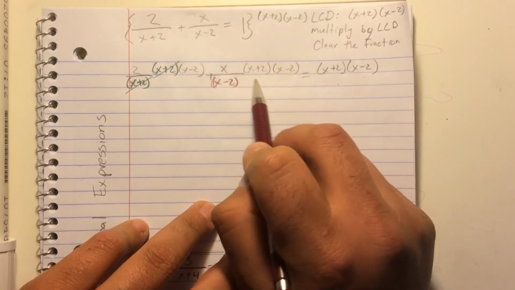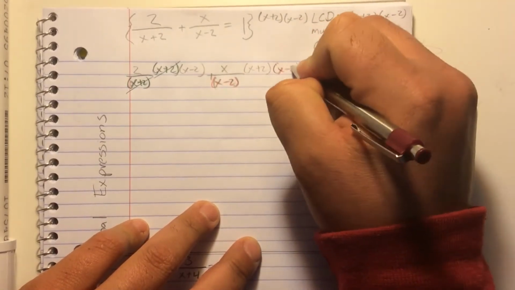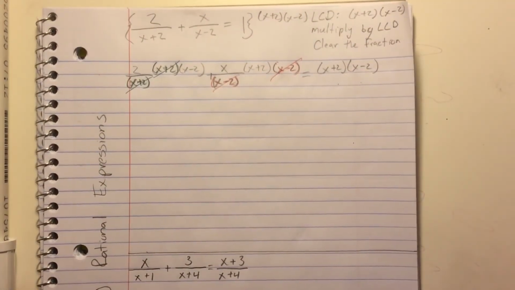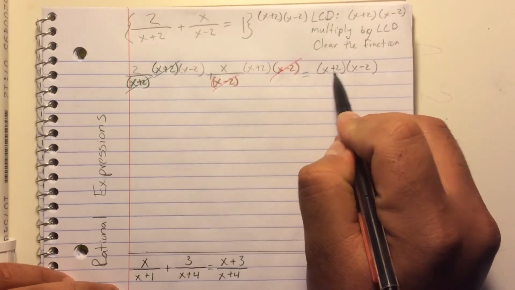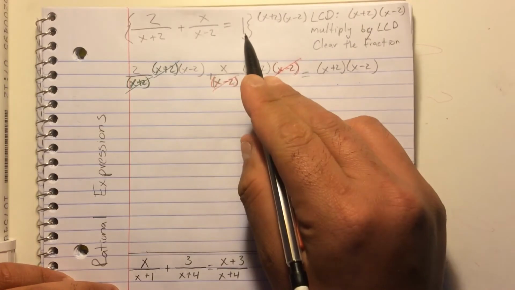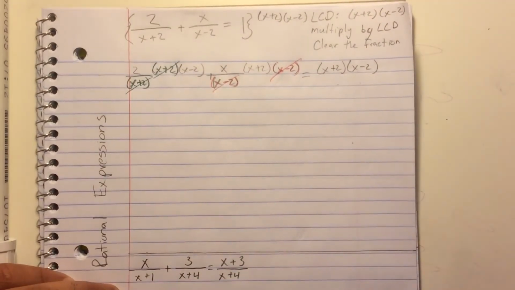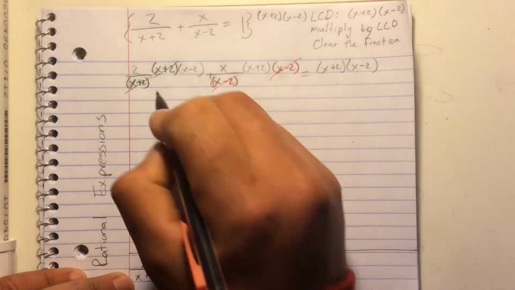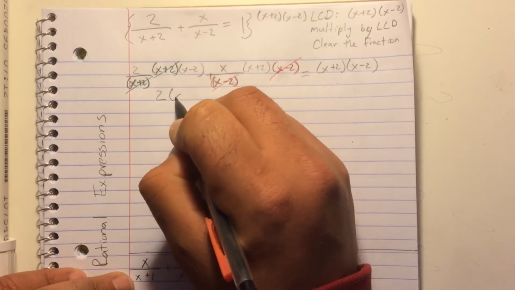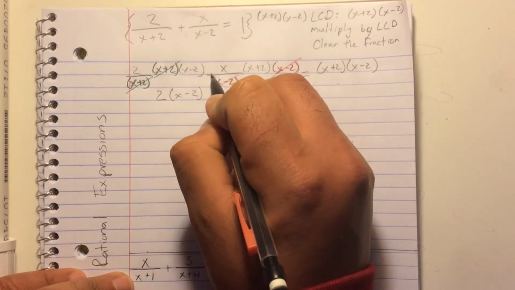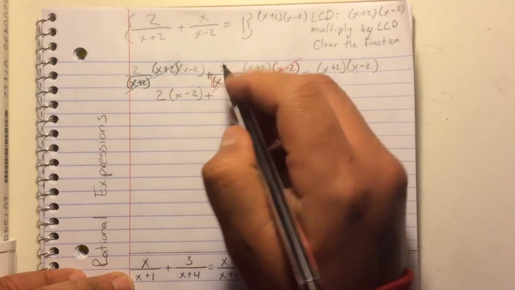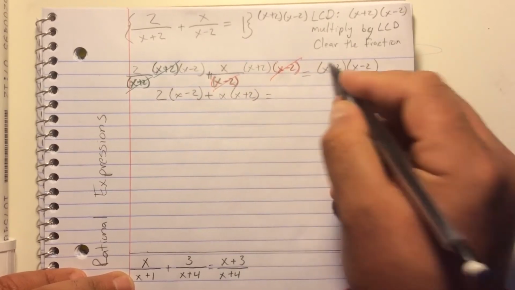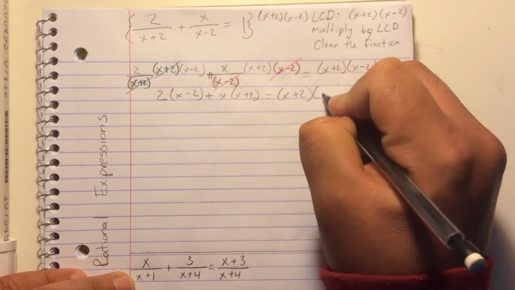We multiply by the LCD here as well, but I also see that x minus 2 is a common factor, so I can divide out these two common factors. On the last one, we have x plus 2 times x minus 2, but this is multiplied by 1, so it's just that. Now we rewrite what we have left, our simplified stuff. We have 2 times x minus 2, plus, you can't really see it, but there's a plus symbol here, and then x times what's left over, x plus 2. And this is all equal to x plus 2 times x minus 2.